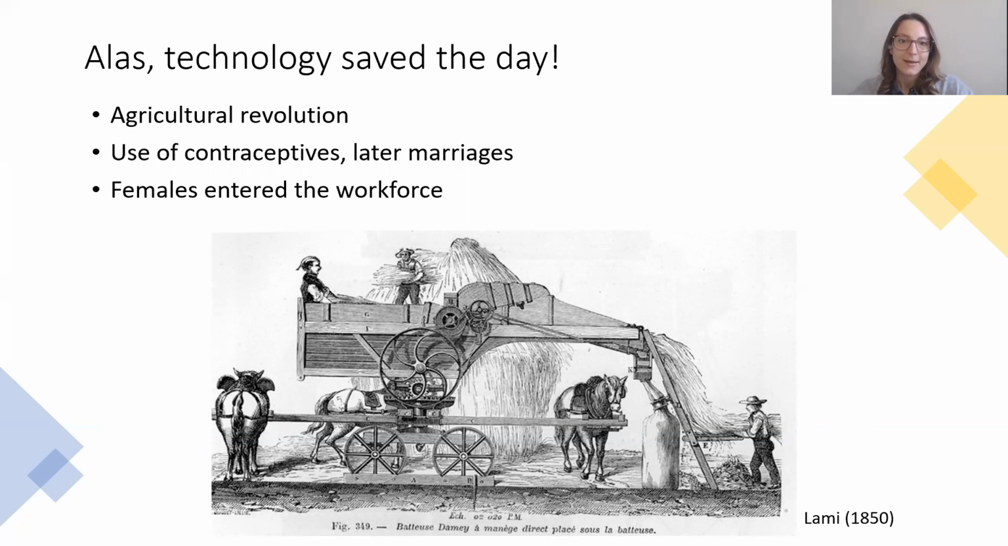That being said, other factors started to come into play, especially towards the 19th and later 20th century. This included later marriages, the use of contraceptives, and females entering the workforce, of course. So these all had a really important role to play in keeping populations in check and making sure that they didn't go too overboard, especially in industrializing nations.